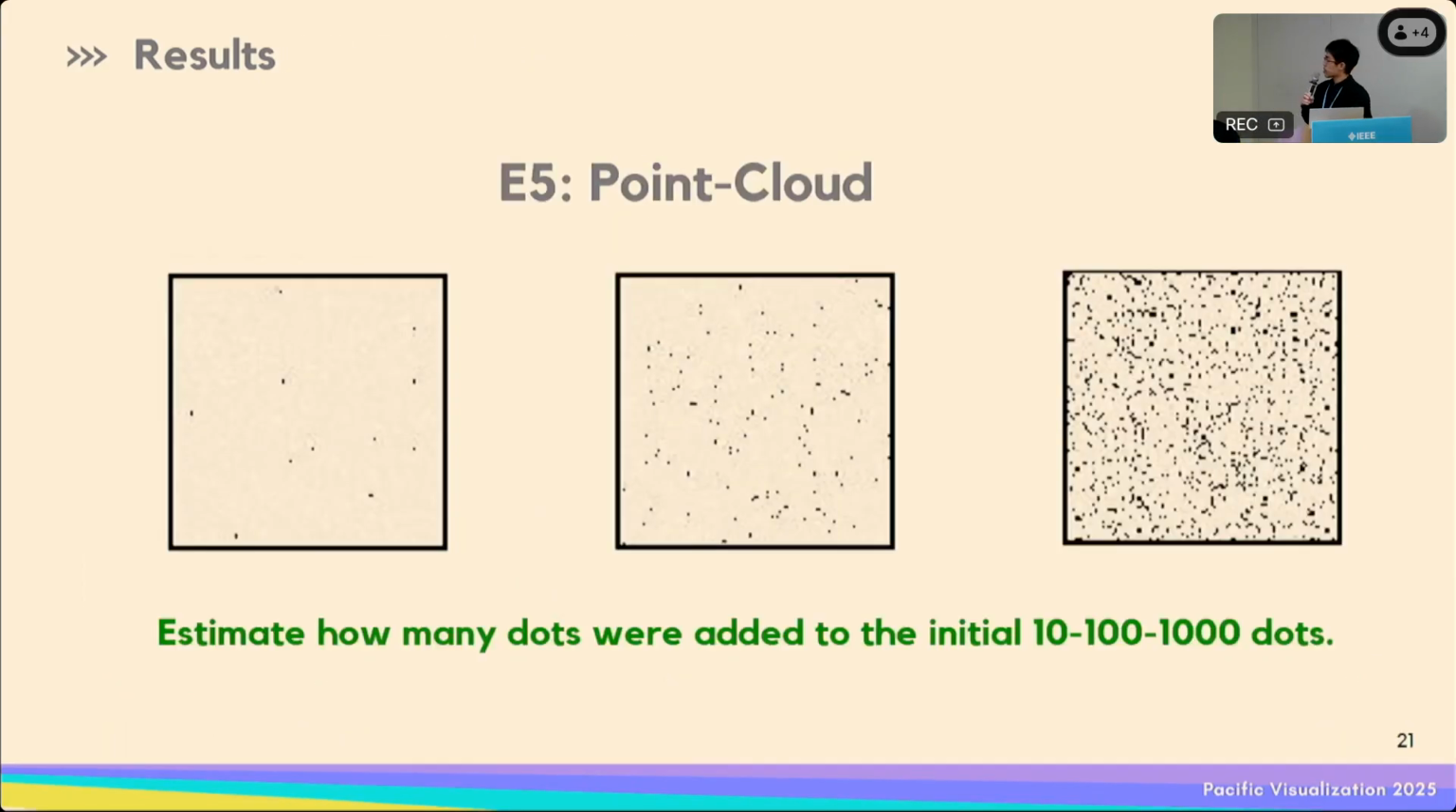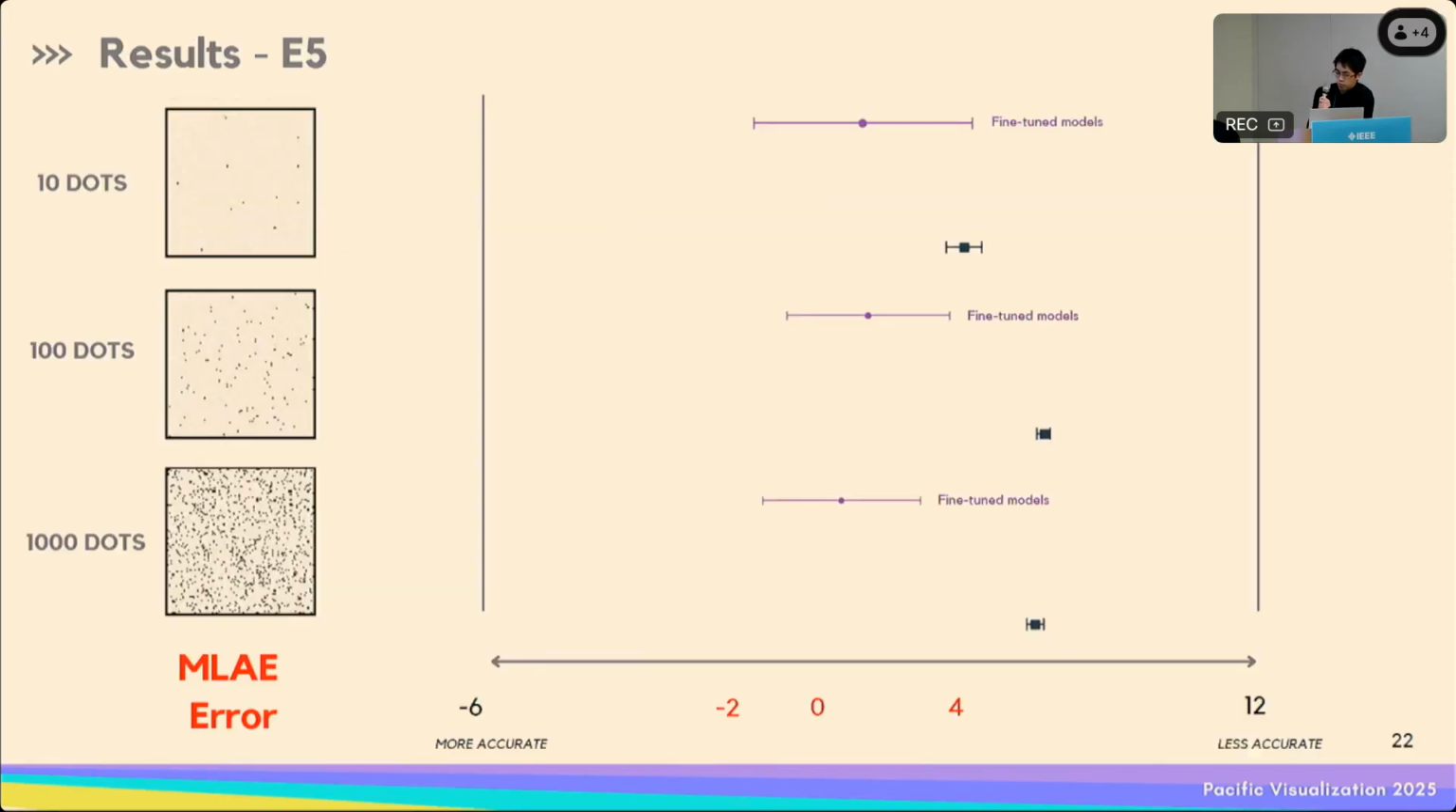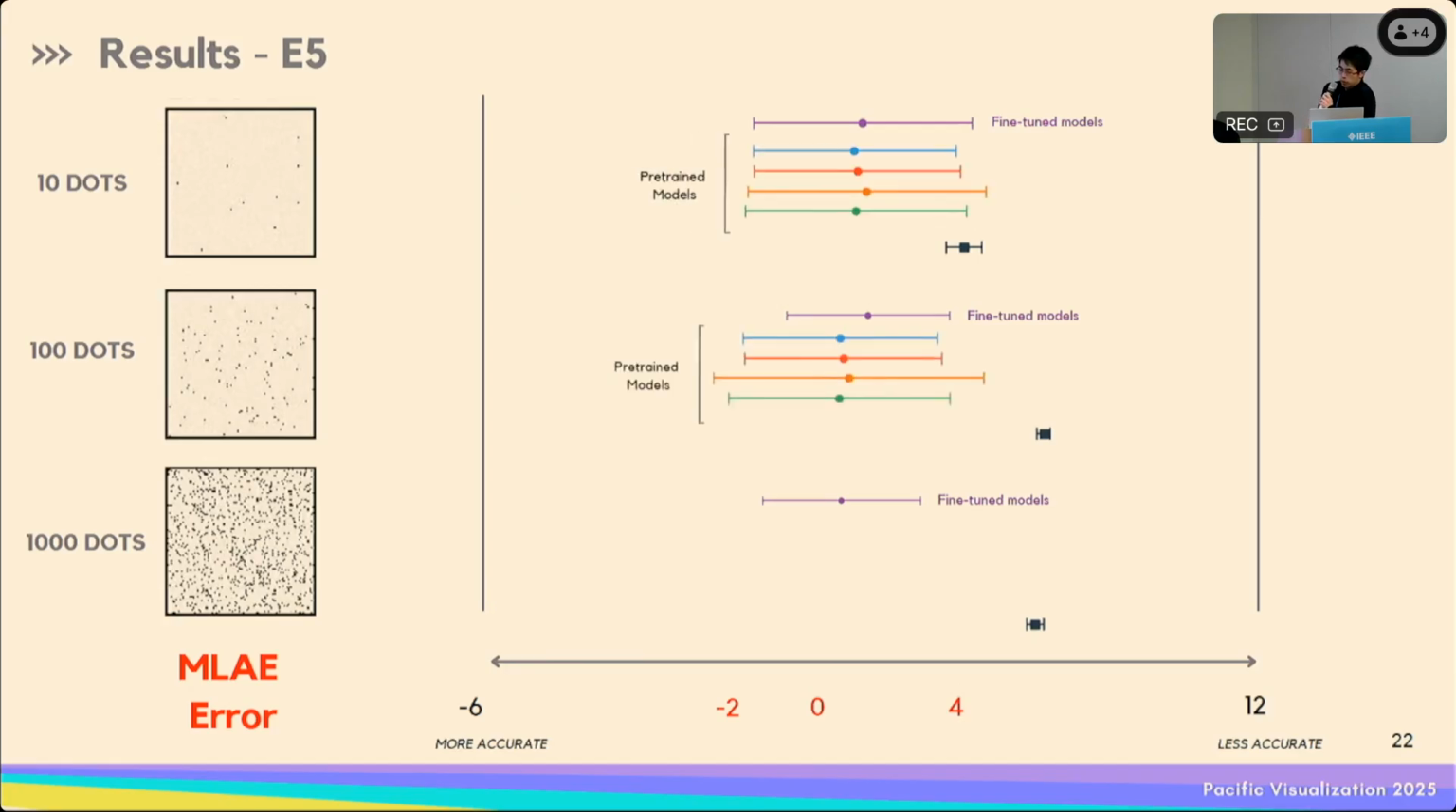And let's skip to the last experiment, experiment 5, which is the point cloud experiment. In this experiment, a model is shown an image with an initial set of dots, 10, 100, or 1,000, plus some additional dots. So the task here is to estimate the number of the additional dots. And this experiment becomes more challenging as the number of the initial dots increases from 10 to 100 or even 1,000. Even so, all models answered more accurately than humans across all cases.